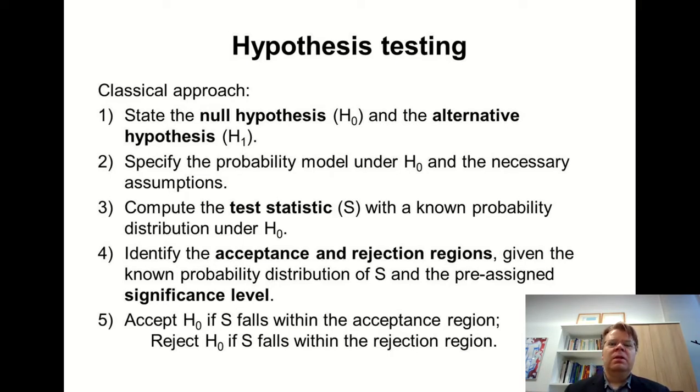At this point, this should clarify the setting of hypothesis testing. We never say exactly what we believe the parameter value of interest might be. We only say whether we accept the null hypothesis or reject it. So there are only two possible outcomes.